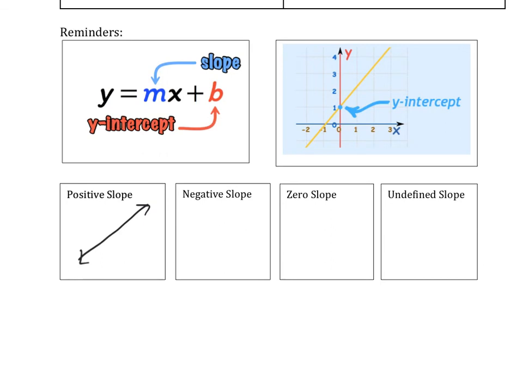So all the time, whenever you're looking at slopes, you're always looking from left to right, like you are reading. So if you look at that, that's a positive slope if it's going up. If it's going down from left to right, that's a negative slope. If it's straight across, a horizontal line, that's a 0 slope. And if it's straight up and down, then there's no slope at all, and that's considered an undefined slope. Okay.